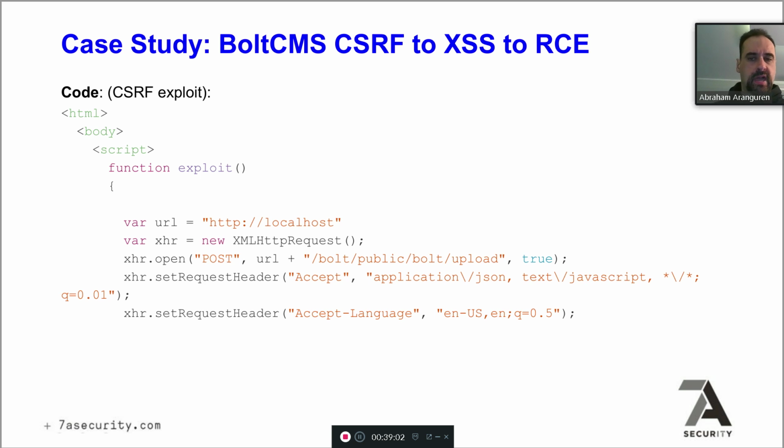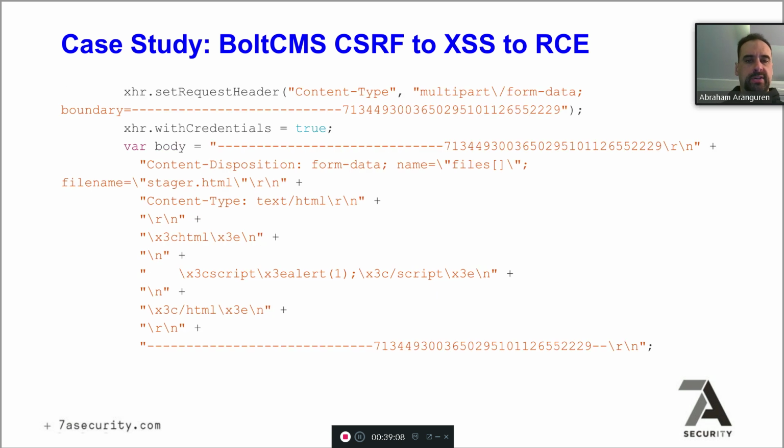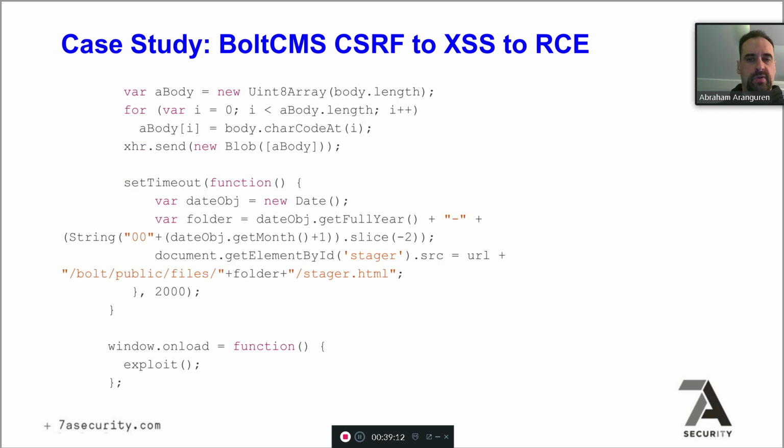So you can see there's a post request to vault, public vault upload. And then you have the other request headers and the actual format of the payload. So, and this is the rest of the stager.